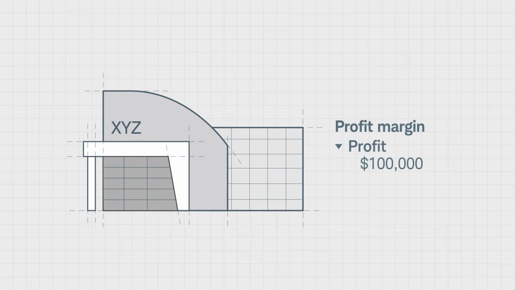So if a company profited $100,000 off of $1 million in revenue, it would have had a profit margin of 10%. Higher profits often mean more potential for future growth.